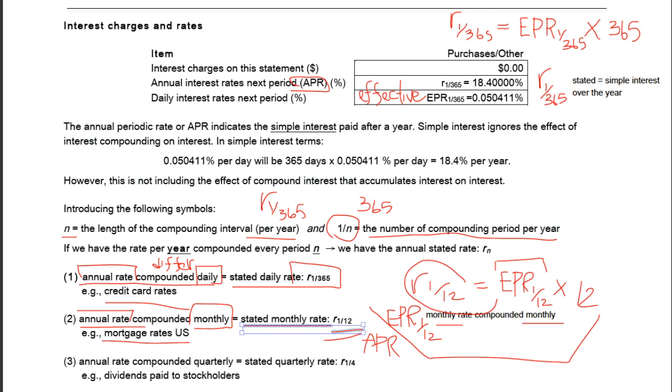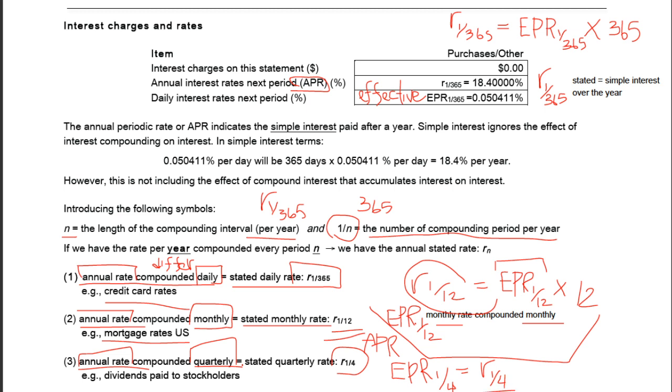One is the quarterly rate. Notice the annual rate compounded quarterly. These are different. This is quarter. This is annual. That's how you know it's R 1 quarter. It's a stated rate. If you want the effective quarterly rate, EPR 1 quarter is just taking the stated rate that you're given and dividing by 4.